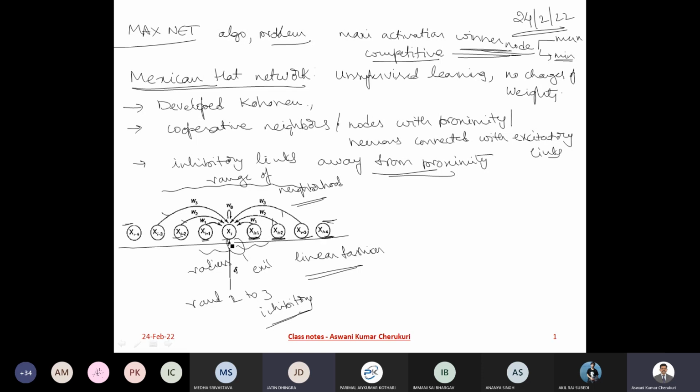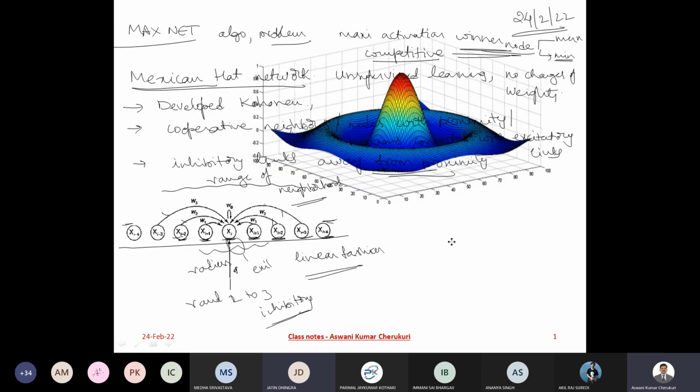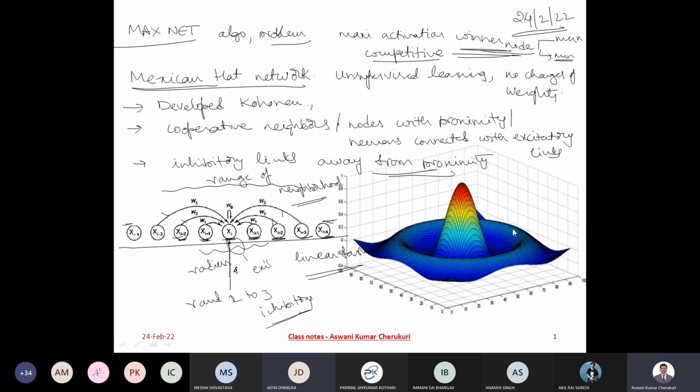Similarly, on the left side, for xi plus 1, you have xi with the positive weight, xi minus 1 and xi minus 2 with the negative weights. So this is how the network is structured. And when you run this network and allow the network to converge, the network activations try to converge and represent their activations in this particular mesh form.